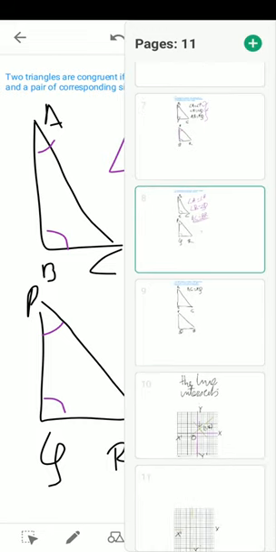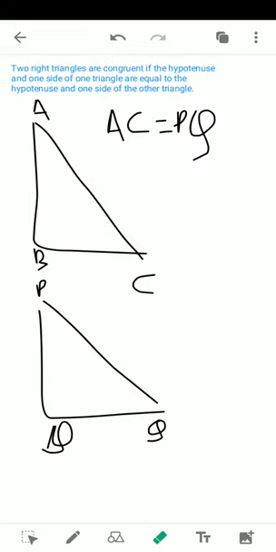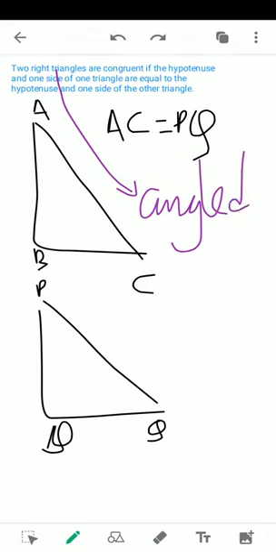Now let us discuss the last condition. It is about right angle triangles. I think I have missed one word over here, so that has to be angled. So it will be: two right angled triangles are congruent if the hypotenuse and one side of one triangle are equal to the hypotenuse and one side of the other triangle.